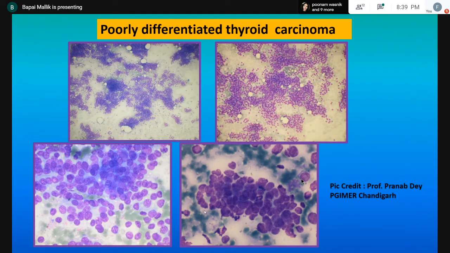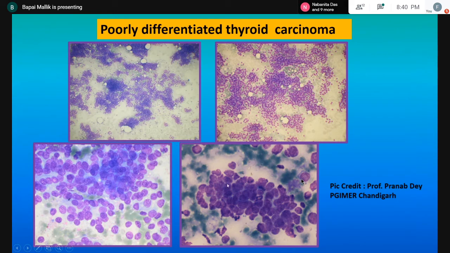This is a set of slides which have been kindly provided by my guru, Professor Pranab Bhaumik from PGIMER Chandigarh. He sent me this as an example of poorly differentiated thyroid carcinoma. As you can see, it's highly cellular, with sheets and aggregates, and look at them, hardly any cytoplasm, very tightly packed cells. It will be very, very difficult. I don't see any mitosis here though, but I'm sure you'll find mitosis here and there.